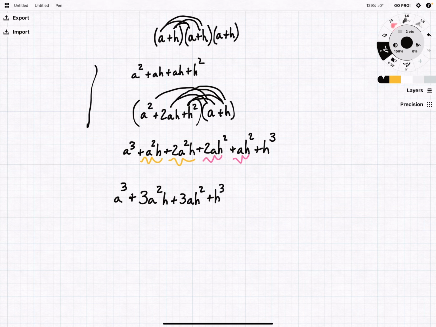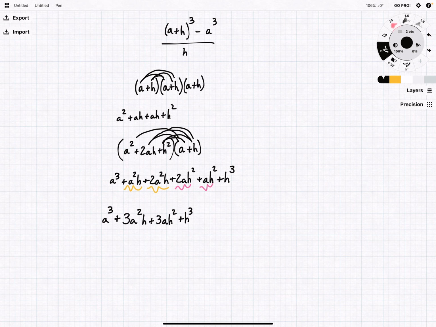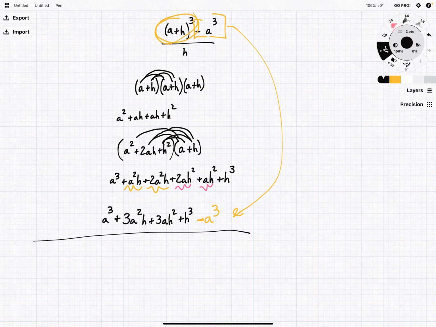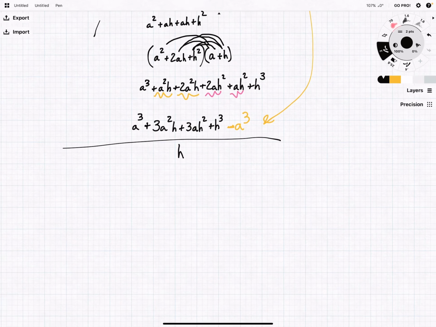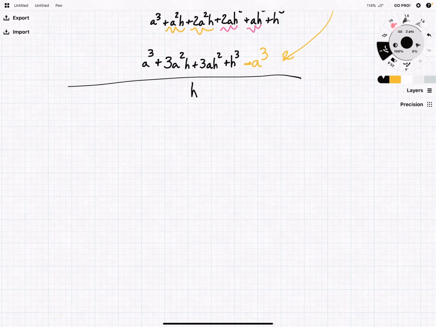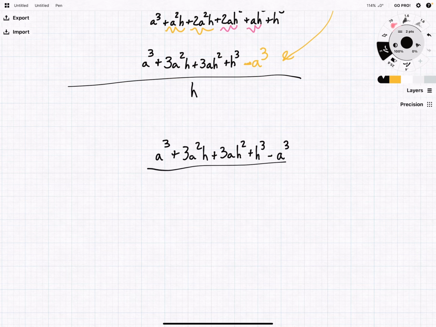Now, remember, that was only the left side, right? That was only this part here. We still have this minus a cubed that we need to bring back down. So minus a cubed. And this is all over h. Okay, let's just rewrite this for cleanliness, right? A cubed plus 3a squared h plus 3ah squared plus h cubed minus a cubed all over h.